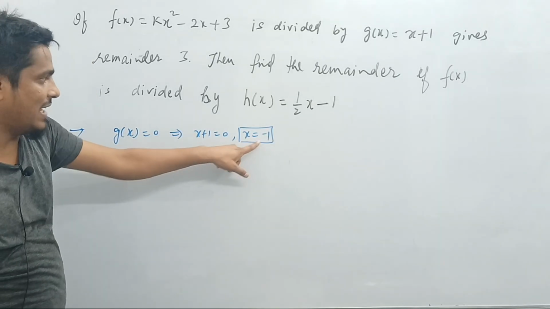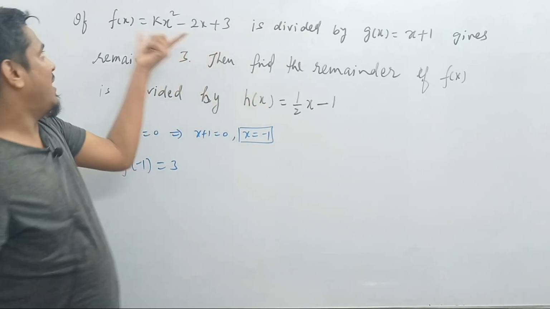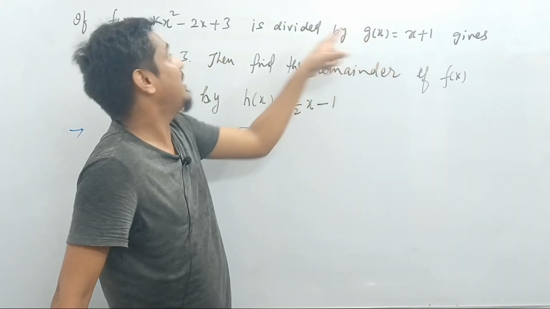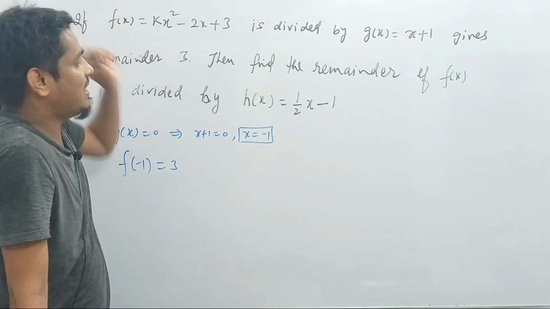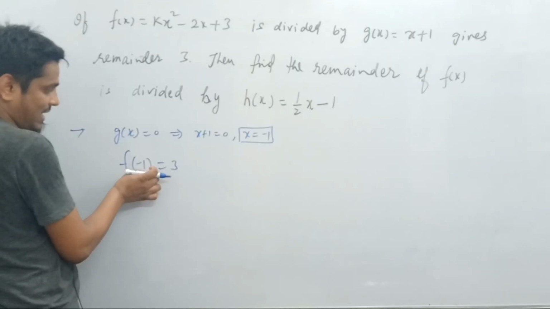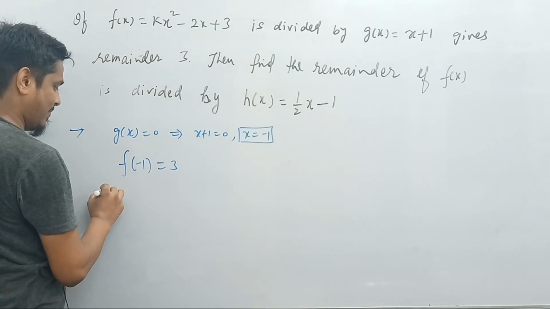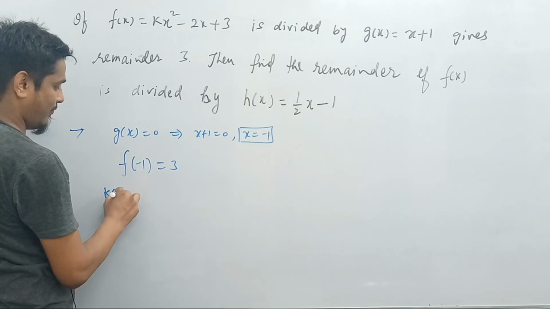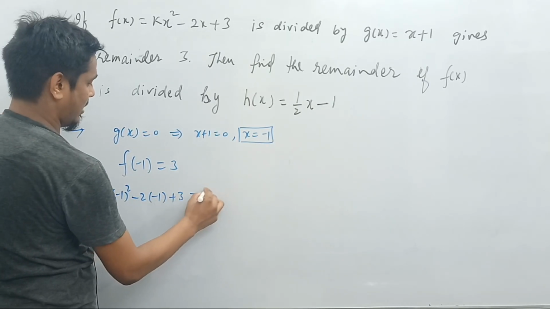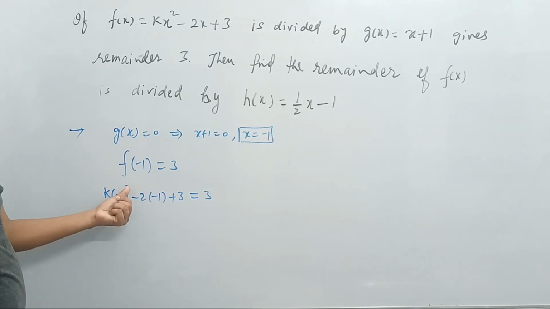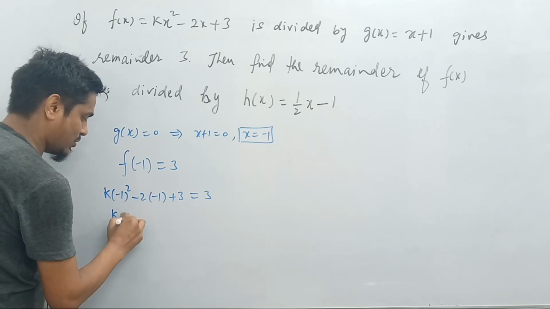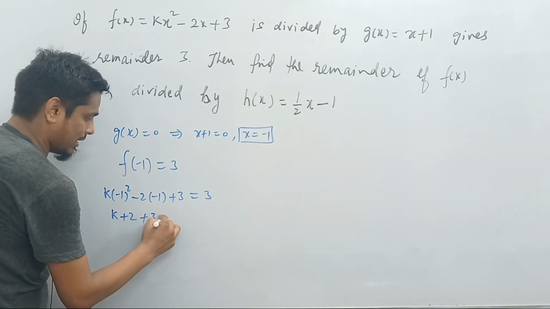f(negative 1), at x equal to negative 1, means when we divide f(x) by g(x), the remainder is the value of f at x equal to negative 1. Now substitute x equal to negative 1 in the given polynomial: k times negative 1 squared minus 2 times negative 1 plus 3 is equal to 3. So negative 1 squared is plus 1, so k times 1 is k, and minus times minus is plus 2, and plus 3 is equal to 3.